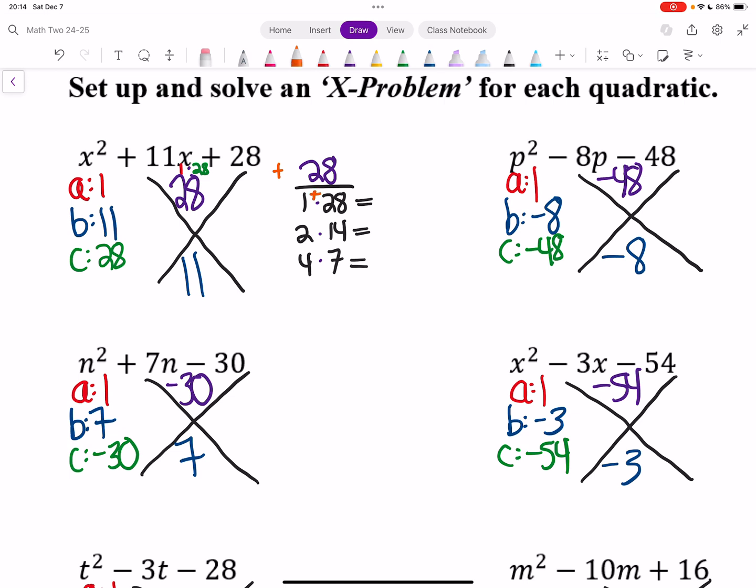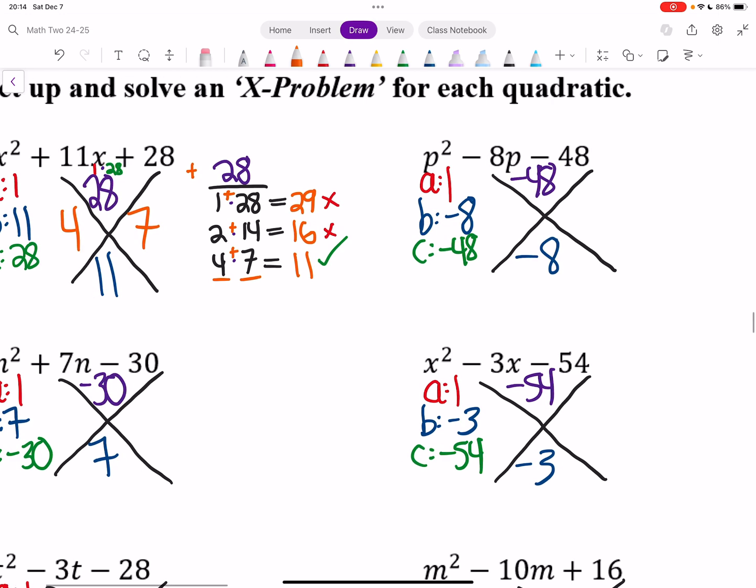So we must now sum or add them all to determine which factor pair gets us the number 11 when we add them. Well, 1 add 28 is 29. That didn't work. 2 add 14 is 16. That also didn't work. However, 4 add 7 is the number 11, and that works. Therefore, the number positive 4 and positive 7 are our solutions to the x problem. So I'm going to write 4 and then 7.